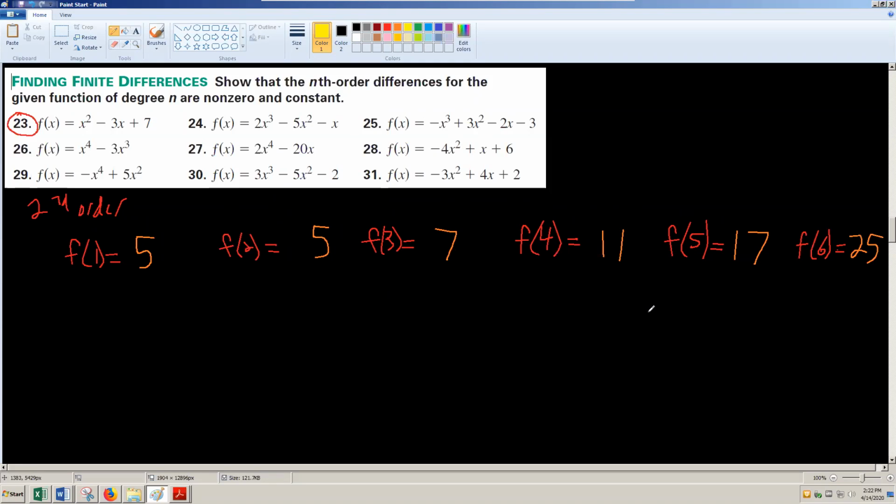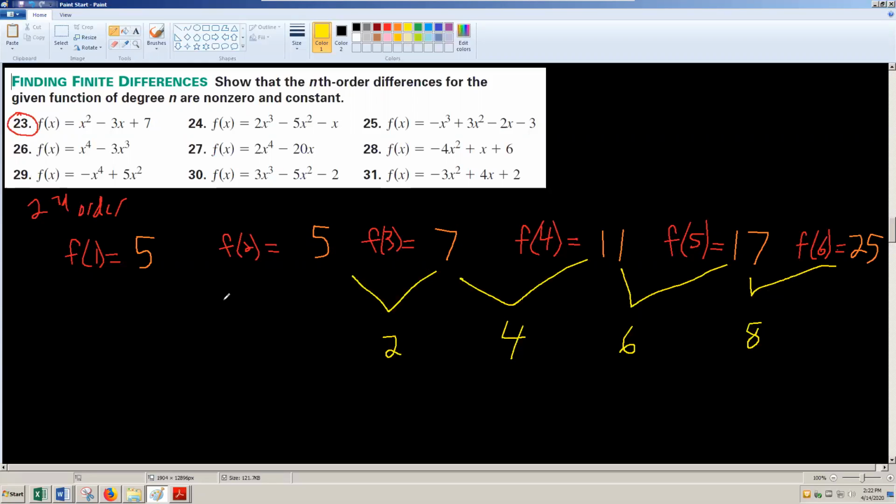Thanks, Maggie. So now I'm doing 25 minus 17, which gives me 8. 17 minus 11 gives me 6. 11 minus 7 gives me 4. 7 minus 5 gives me 2. And 5 minus 5 gives me 0. These are my first order differences, and I see that they are not constant. So these are not all the same. So I'm going to go again.